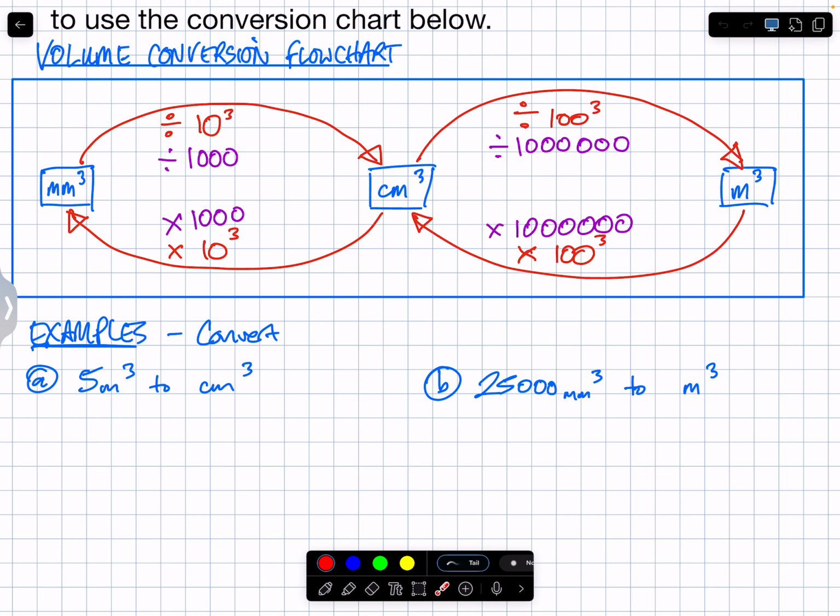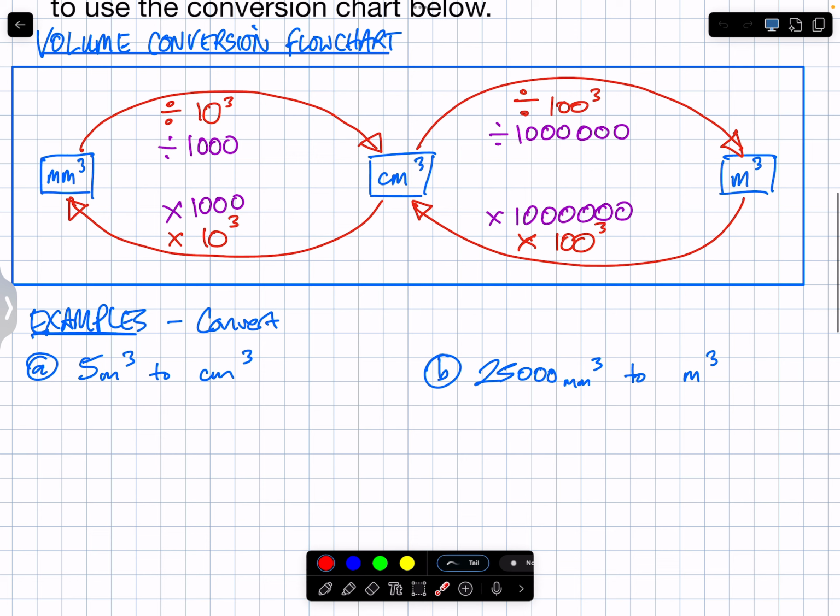Can you just get the gist of that flow chart? And then I'll show you how to use it with these two examples. That'll be the first lesson down.